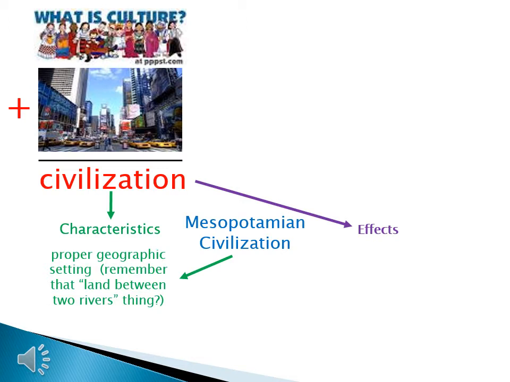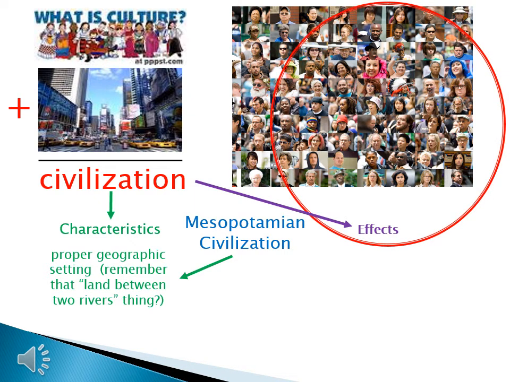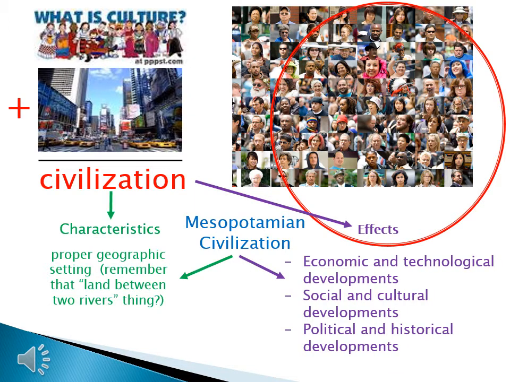But we haven't talked about the most important part of civilization. That's the people. You see, people make history, and people develop civilizations. So today, we are going to start looking at the effects of civilization. How are people affected by the development of civilization? And for our purposes, we're going to look at 3 different effects: economic and technological developments, social and cultural developments, and political and historical developments. With that said, go to the next slide.